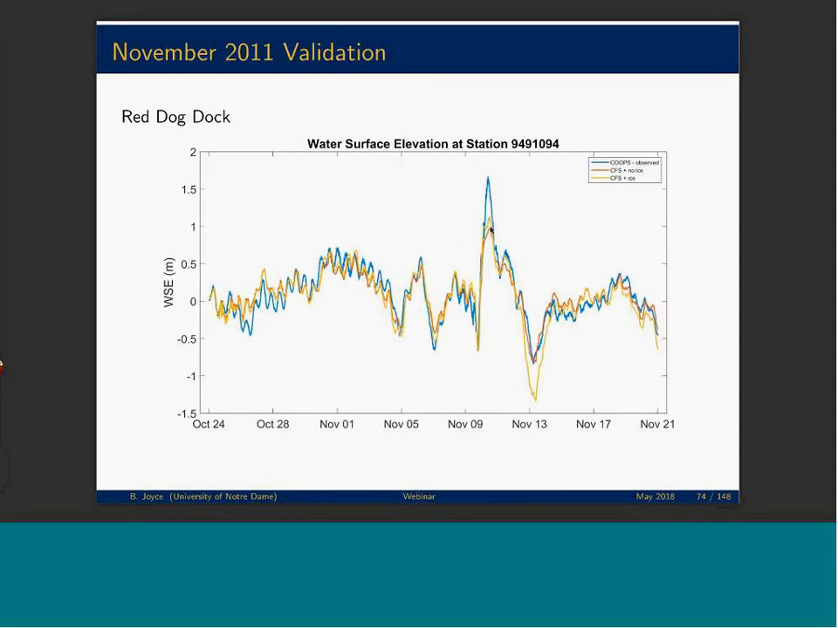At Dog Dock, you see something very similar. For this peak water level, we see a slight increase in coastal water levels that we've predicted when we include our ice parameterization. So some points to that: we are over predicting this down here after the storm, and that could point to some potential limitations with how we're considering ice coverage.